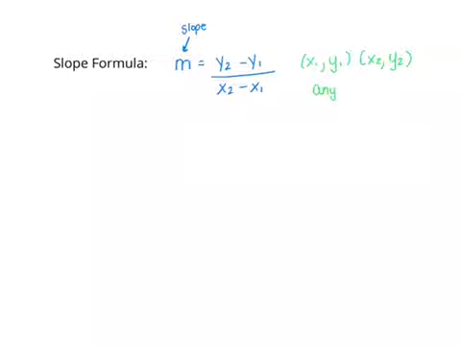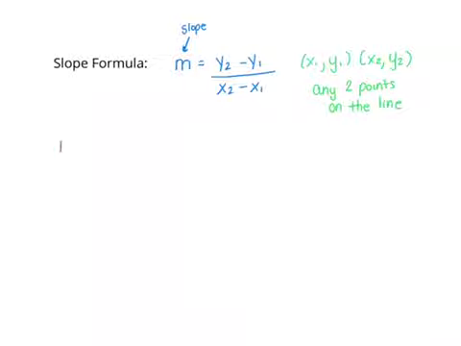So given a graph or 2 points on a line, we can find the slope using the slope formula, which is essentially what we talked about earlier, how y is changing compared to how x is changing. So the slope formula says that m, which is what we use to abbreviate slope, is equal to y2 minus y1 over x2 minus x1. And then these values of x1, y1, and x2, y2 are any 2 points on the line.